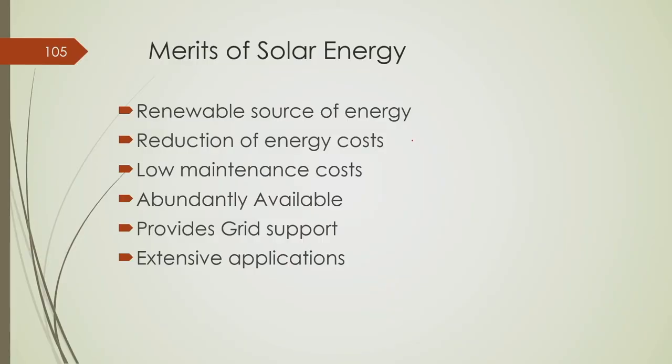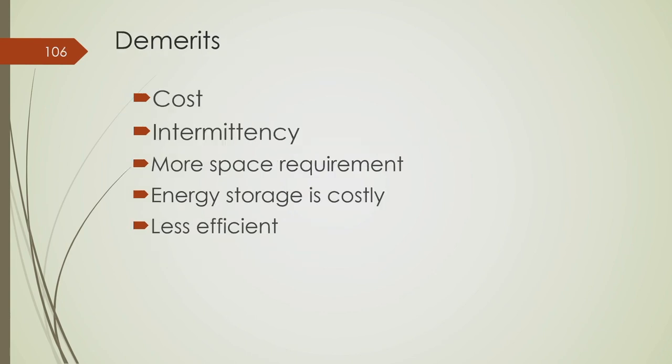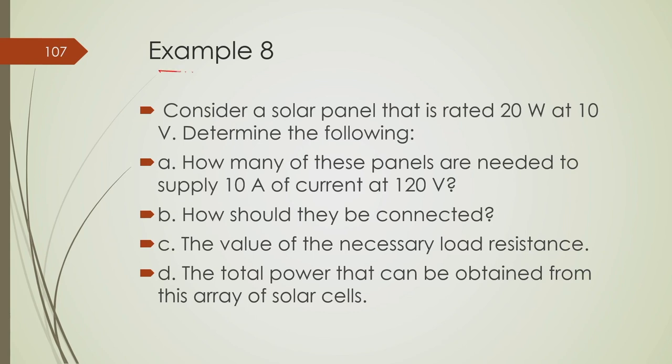So, there are some merits of the solar energy conversion system as a whole. In fact, it is extensively used because of the reduction in its installation cost, and also it is abundant, so it can be used for extensive applications. But again, the demerits are intermittency, the cost of energy storage, and of course the initial investment cost one needs to incur in order to install it. Now, here we have some numerical examples.